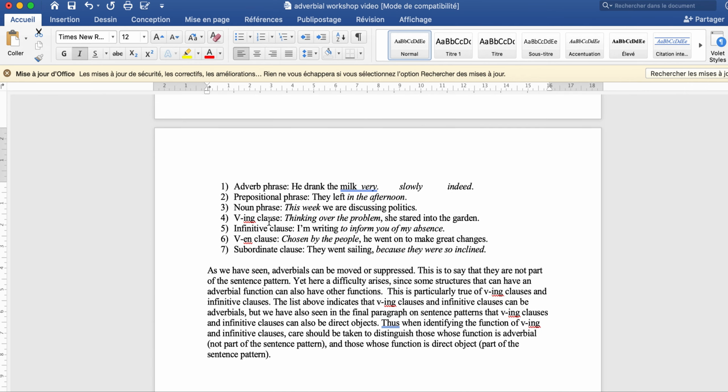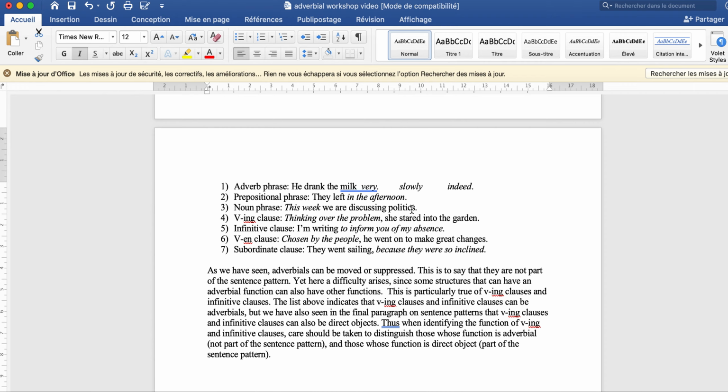But so here we have the structure of thinking over a problem. Once again, it is our verb ing clause, right? It is the verb thinking with its complements over the problem. So taken together, thinking over the problem is going to be our verb ing clause. Once again, structure: it is a verb and its complements. But here the function is not going to be something like a direct object. It is going to give information about this person staring into the garden. It's gonna give information about staring.